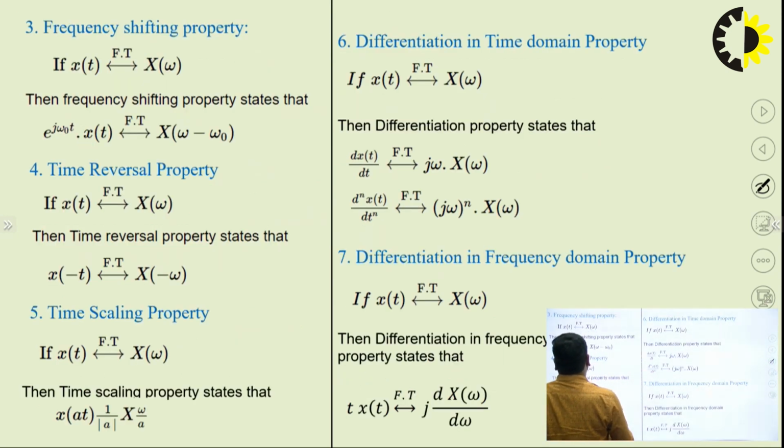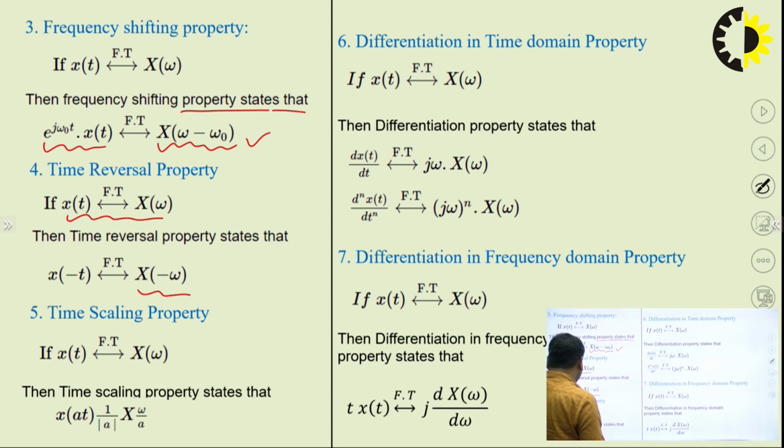In the frequency domain, if x(t) has Fourier transform X(omega), then the frequency shifting property states that e to the power j omega naught t into x(t) becomes X(omega minus omega naught). The time reversal property is there. If x(t) has Fourier transform X(omega), then for the time reverse, x(minus t) has a Fourier transform of X(minus omega).